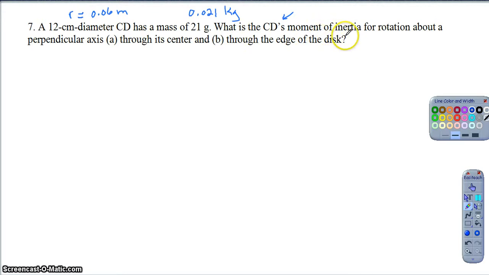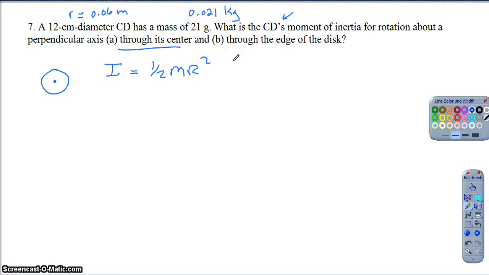But we're looking for the moment of inertia for rotation about the perpendicular axis through the center and through the edge of the disc. So let's start with the center. If I've got my CD, a relatively circular object here, I want to find its moment of inertia about the center, the central rotational axis there. So that one is the center of mass. I'm just going to use, for a disc or for a thin cylinder, the moment of inertia of 1/2 m times r squared.